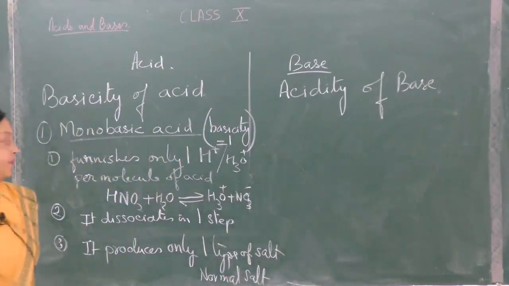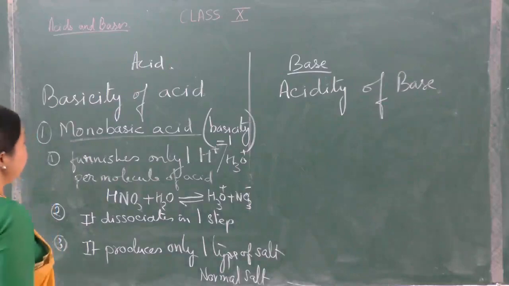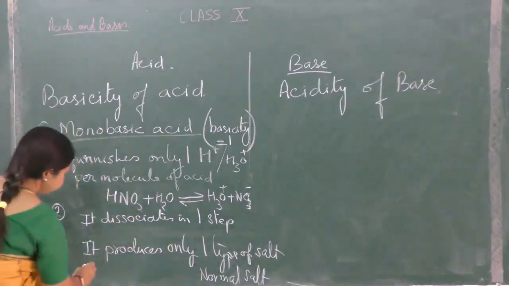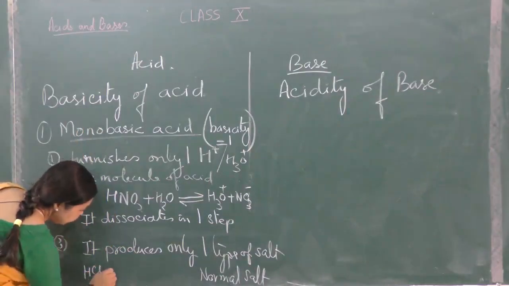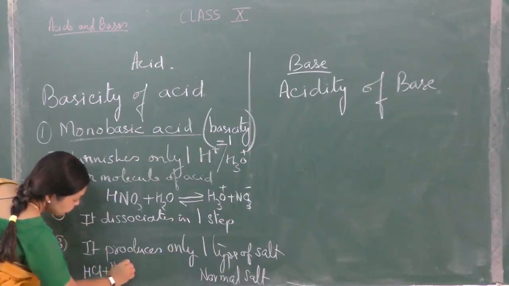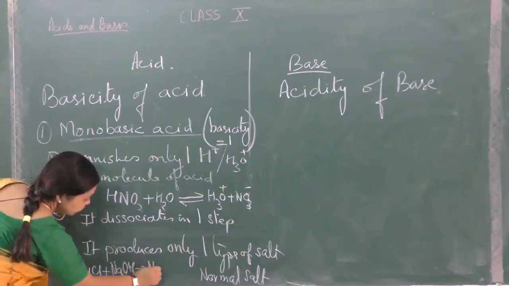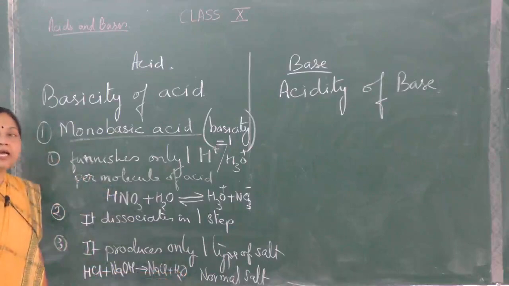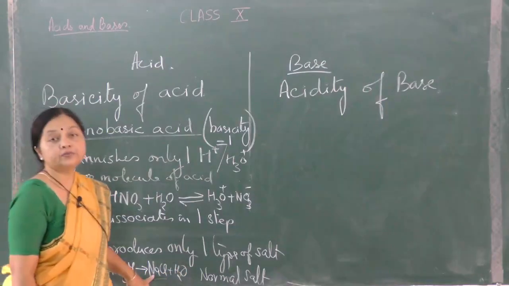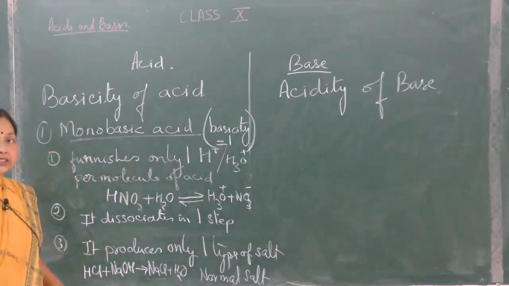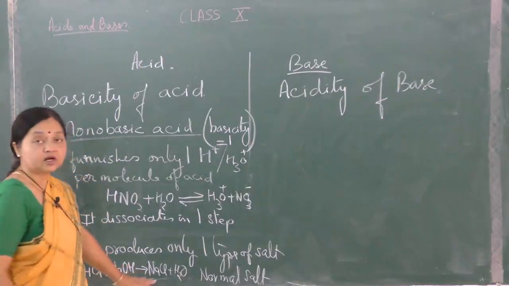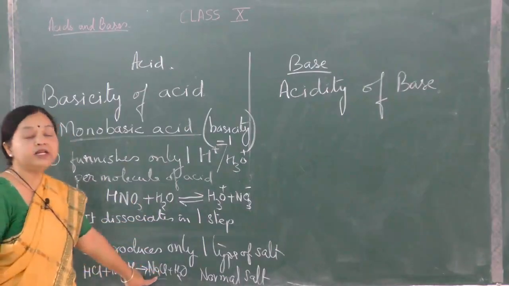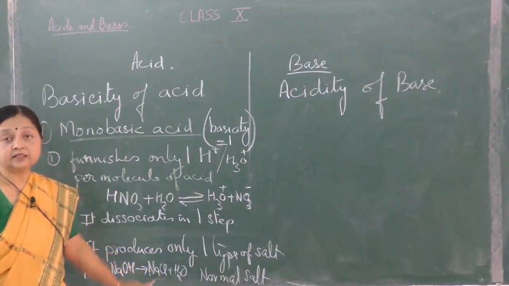Let us see one example. HCl, suppose. HCl plus NaOH forms NaCl plus H2O. So it's producing only one type of salt, that is a normal salt. When we do the classification of salts, in the next chapter, then you'll understand what is a normal and acid salt. This is dissociating in one step and it is producing only one type of salt, that is NaCl. That is a normal salt.